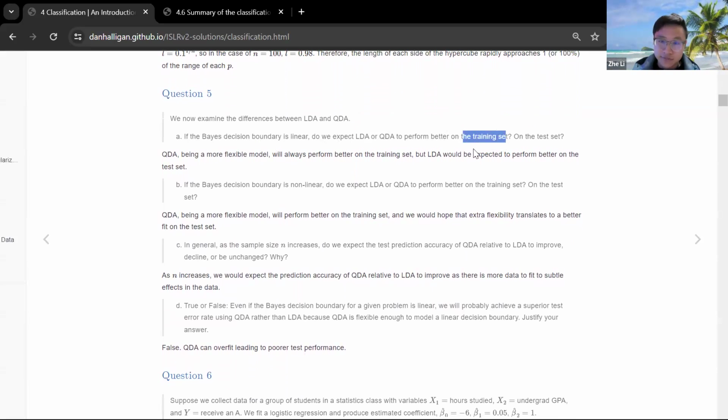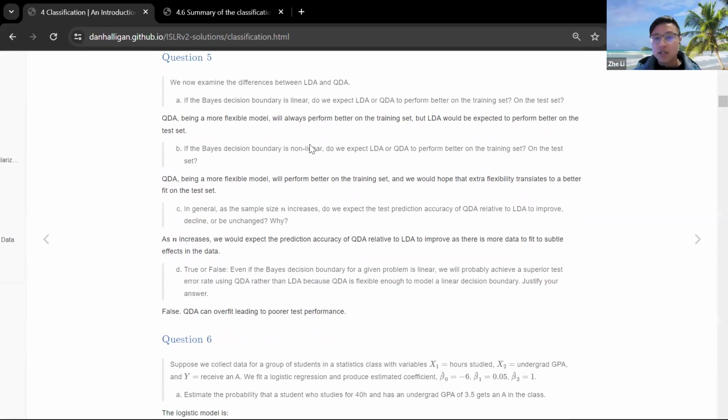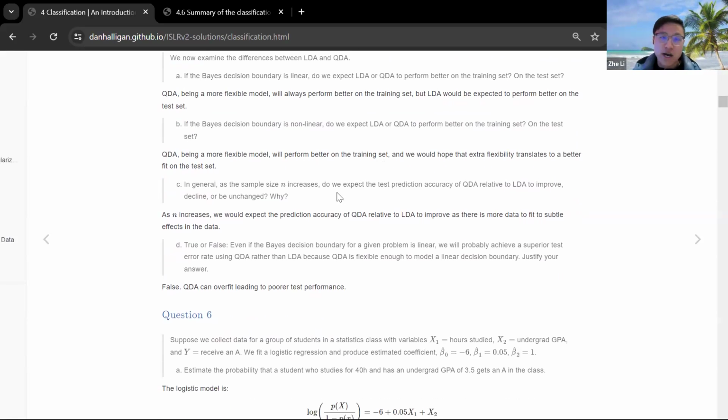So first, the training set. Because the QDA is a more flexible model, it can capture more of the residuals. So on the training set, the QDA always performs better than the LDA. But since the underlying Bayes decision boundary is linear, if we turn our model to the test set, in fact the LDA would perform better because it can predict more accurately than the QDA. But if the underlying boundary is non-linear, we can expect the QDA to perform better on the training set and the test set as well.